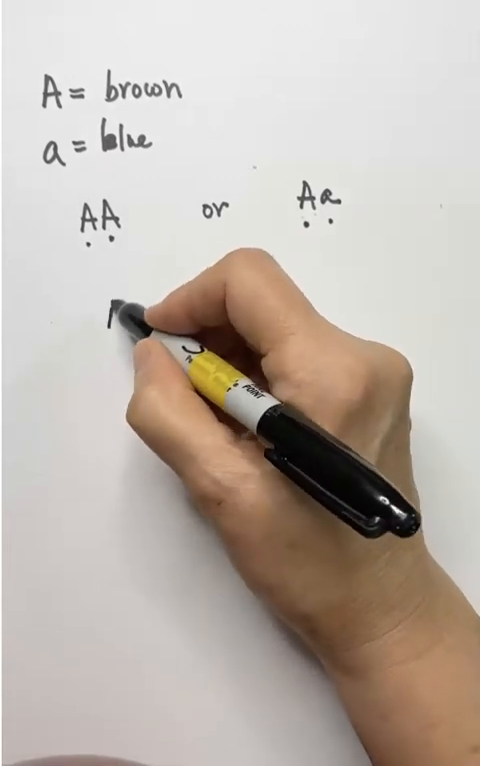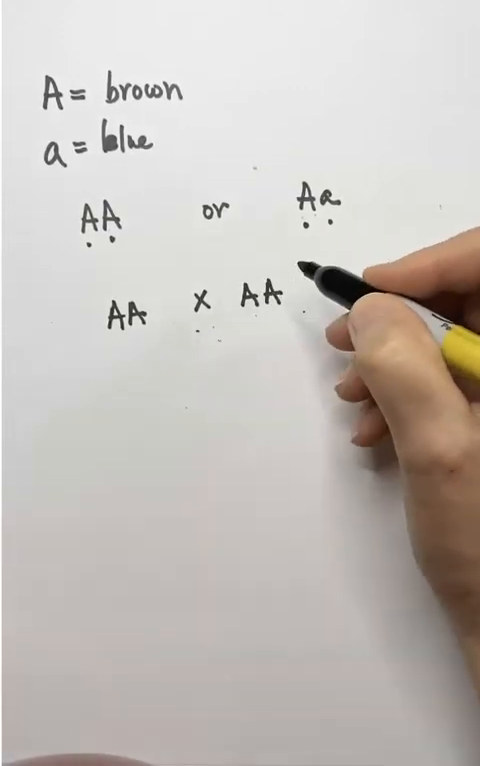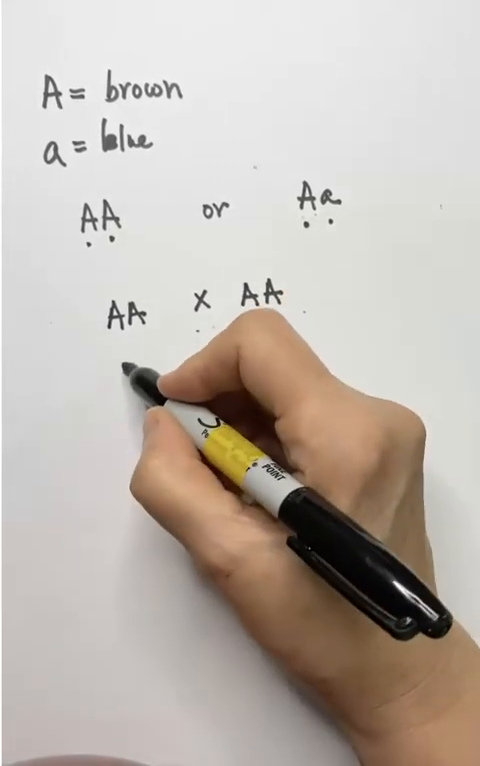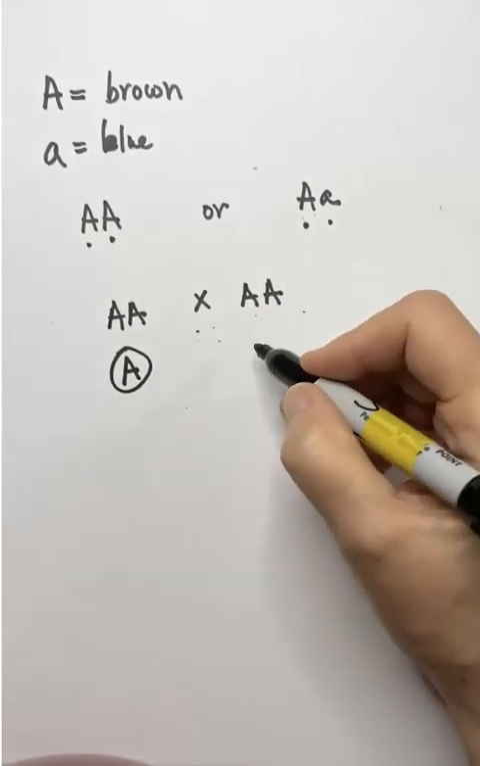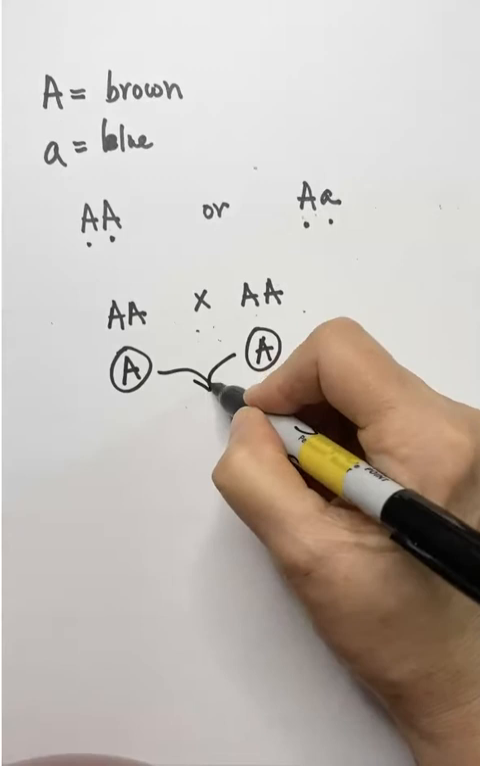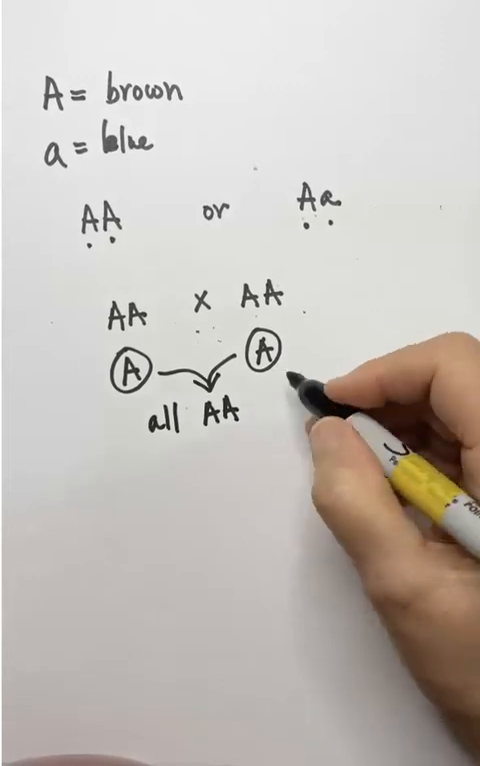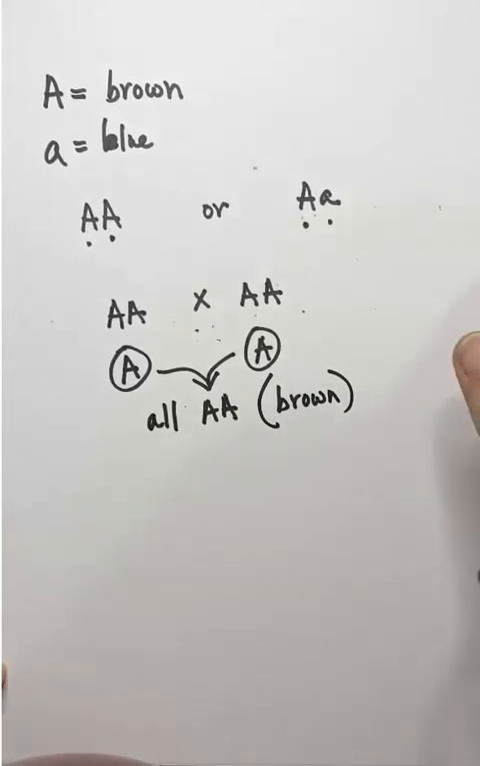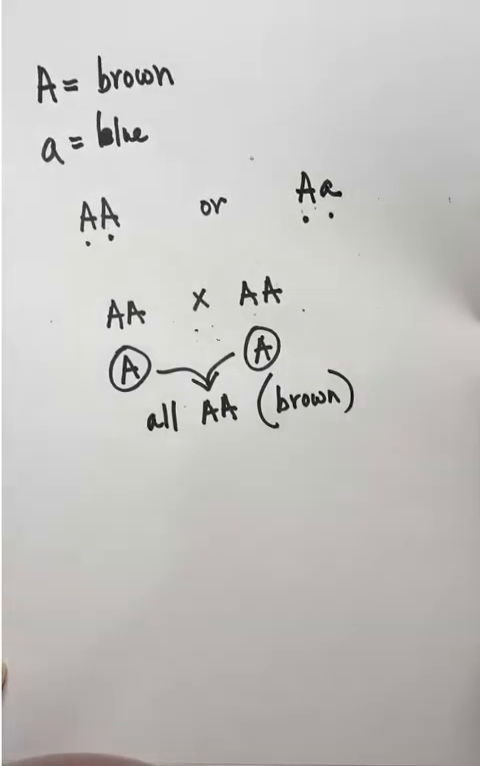Let's assume that both of your parents are capital A capital A. So capital A mated with capital A. This parent right here can only contribute a capital A allele to any offspring. And the same for this parent over here, capital A. And so if you put these two together, all of their children are going to have the genotype capital A capital A, and that is all brown eyes. So if those are their genotypes, then they can't have children with blue eyes.